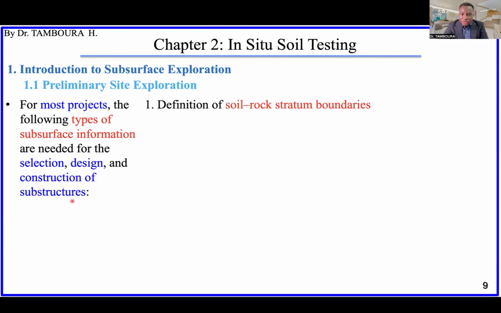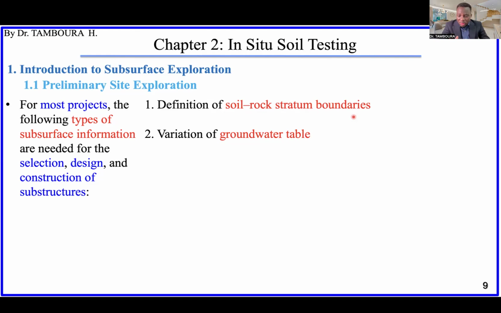First, definition of soil or rock, the boundary between the soil and rock, because in some sites you have bedrock. Depending on the site, the bedrock may be near the surface or very deep, or sometimes it doesn't exist at all. So we need to define where this bedrock is located. So the boundary. Secondly, variation of the groundwater table.